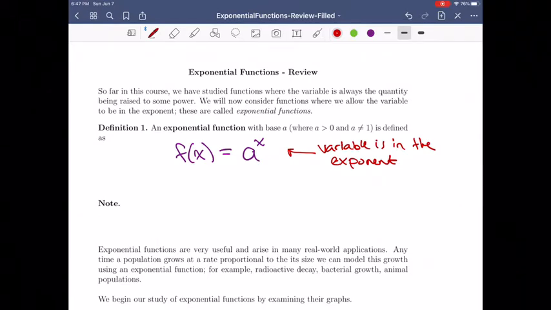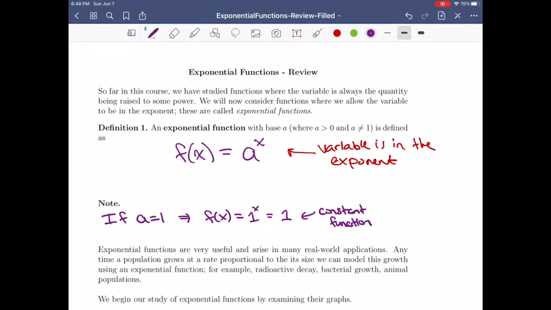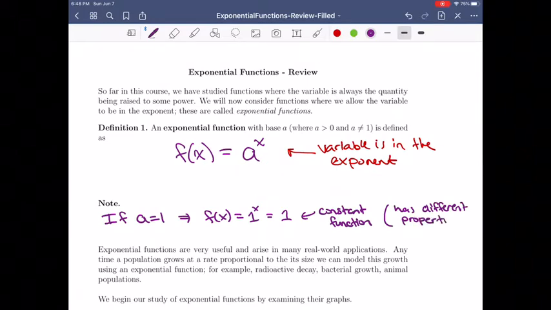Now, I just want to point out why we need to remove a equals 1. Then f of x is going to be 1 to the power x, and 1 to any power is just 1. So this is a constant function. It's just a horizontal line, so it has different properties. It won't match all the other properties of exponential functions, so that's why we want to remove that special case.